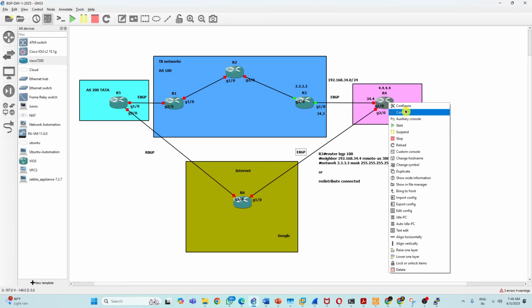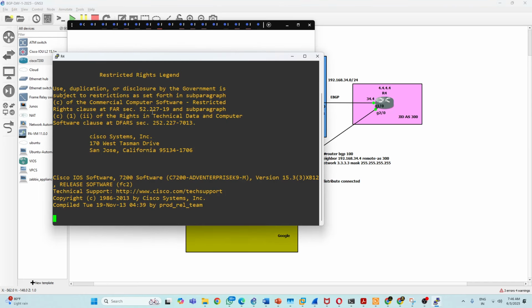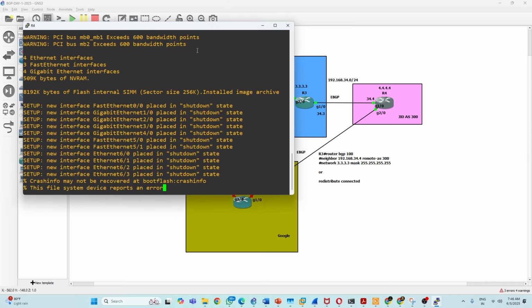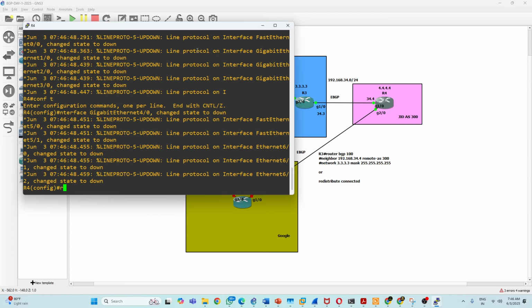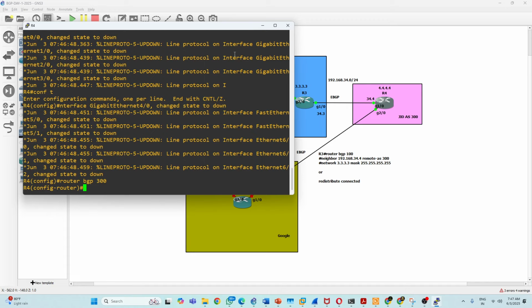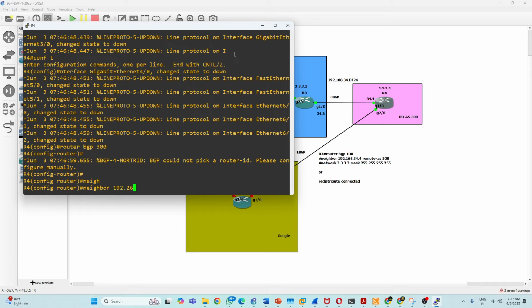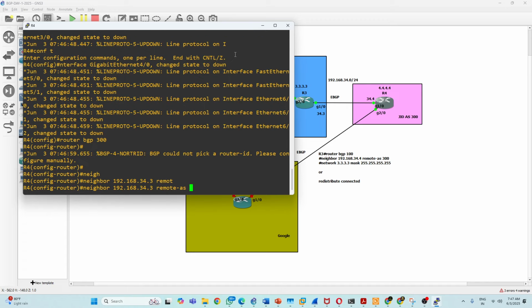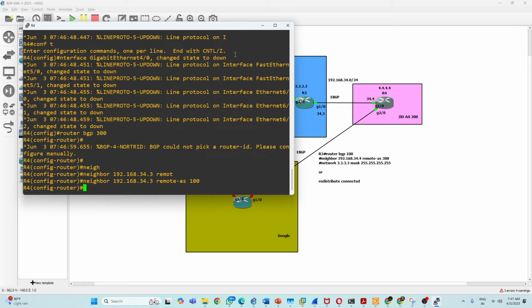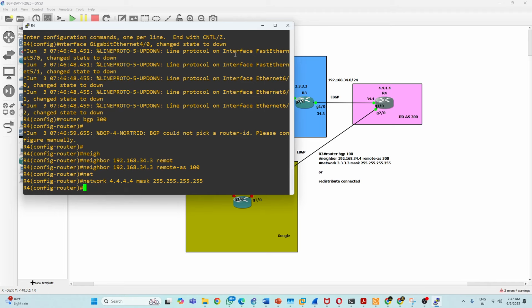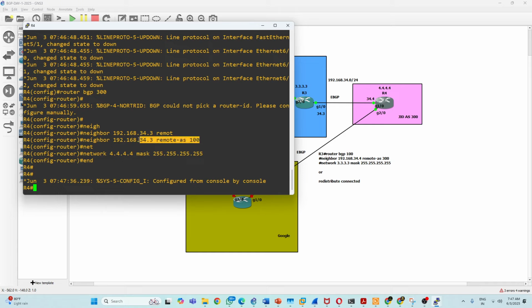Now turn on the R4 router. Configure terminal, router BGP and autonomous system number. The configuration is easy, you already did OSPF. Now neighbor 192.168.34.3, for R4 the neighbor is R3. What is the remote AS? 100. That's it. I need to advertise some network: 4.4.4.4 with mask 255.255.255.255. Done. Now you advertise this, and BGP will come up.